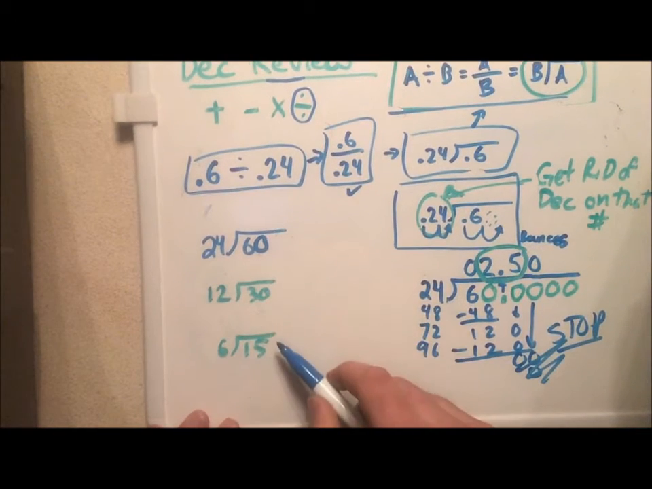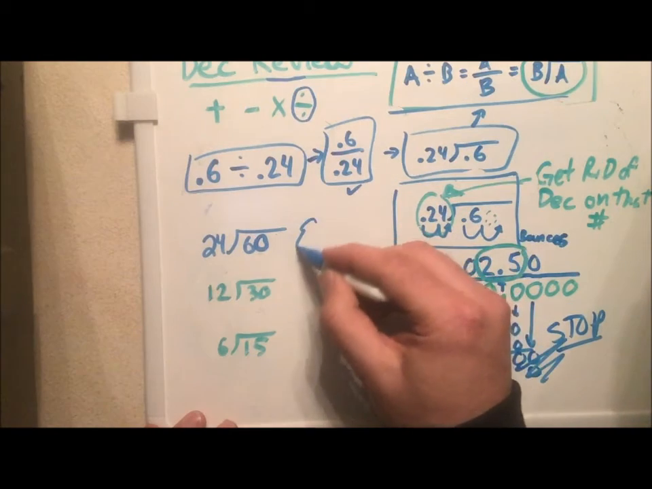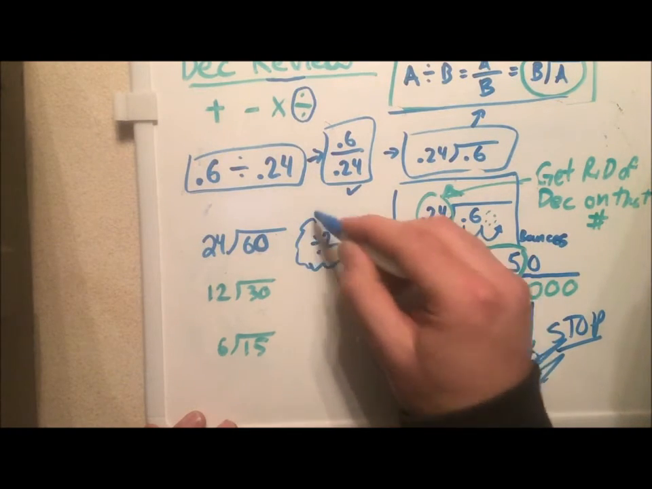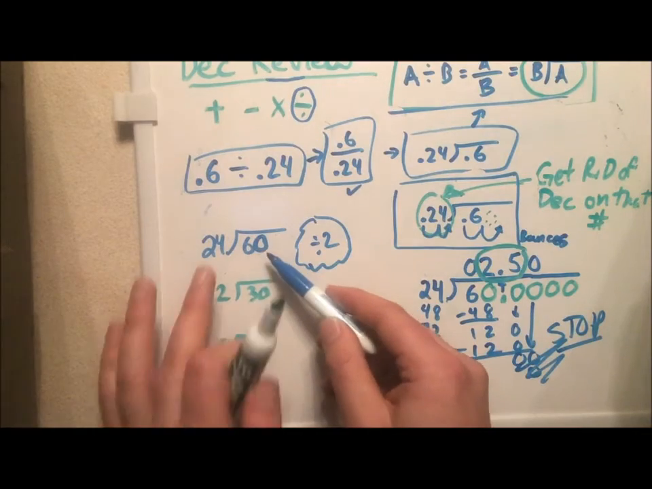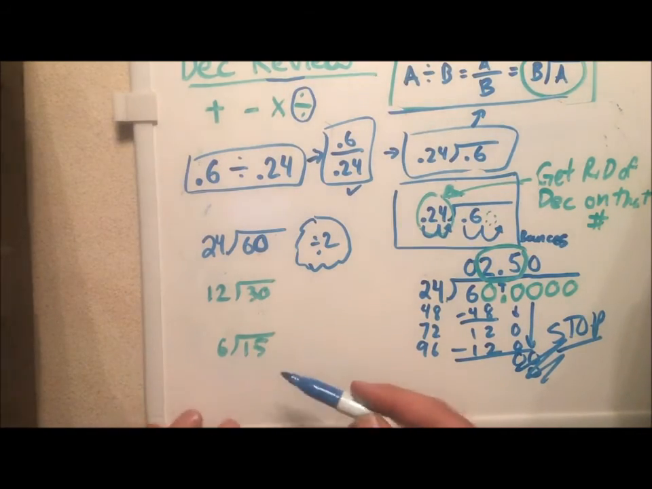So if you like using smaller numbers, think of cutting in half all your numbers. I cut that in half and cut that in half. Boom. Cut those both in half. There. Now watch what happens.